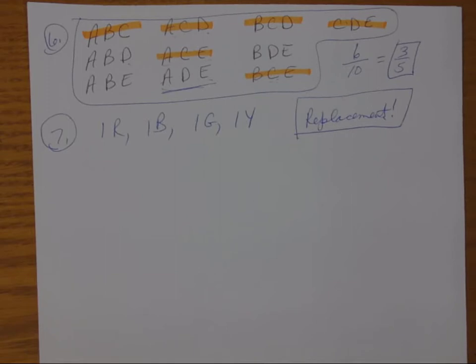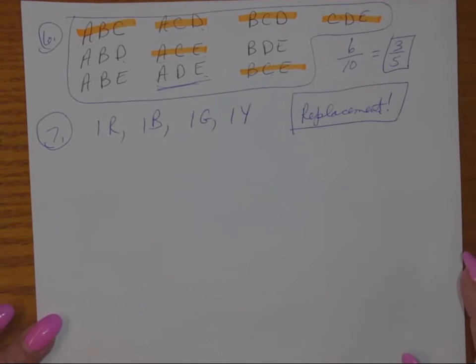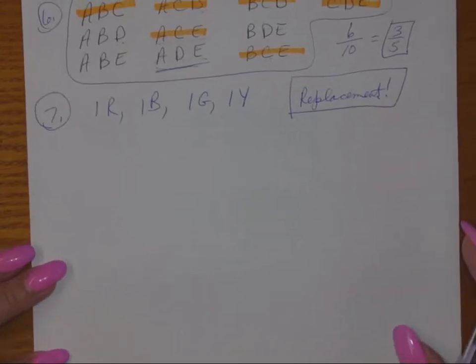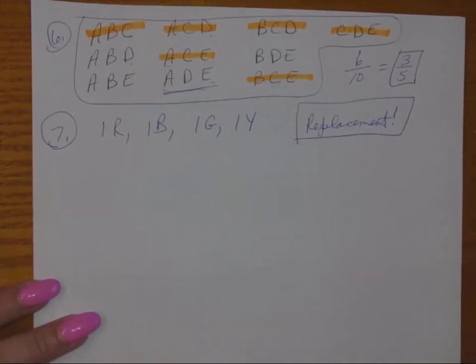Make a list of the possible outcomes. For example, red-blue represents the outcome that a red chip is followed by a blue chip. And use your list to determine the probability that the 2 chips selected are different colors. Okay, so let's see what we can do here. And it tells me, by the way, there are 16 possible outcomes.